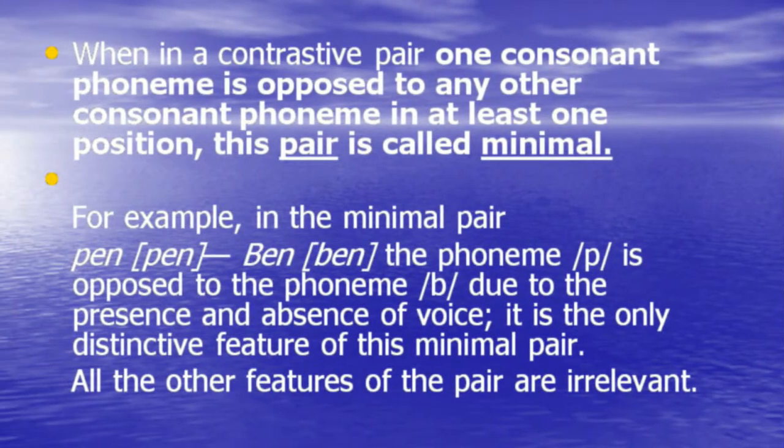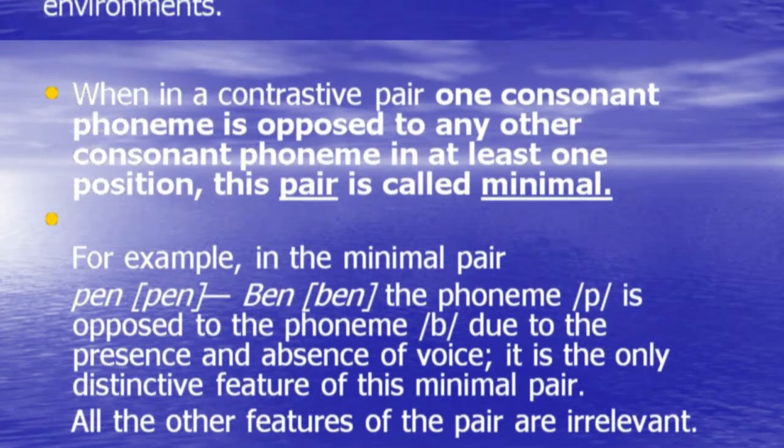When in a contrastive pair one consonant phoneme is opposed to any other consonant phoneme in at least one position, this pair is called minimal. For example, in the minimal pair pen, ben, the phoneme p is opposed to the phoneme b due to the presence and absence of voice. It is the only distinctive feature of this minimal pair. All the other features of the pair are irrelevant.